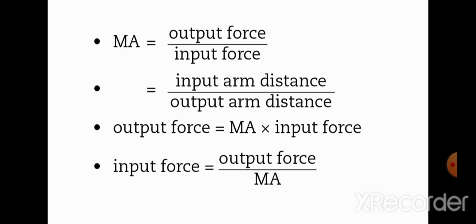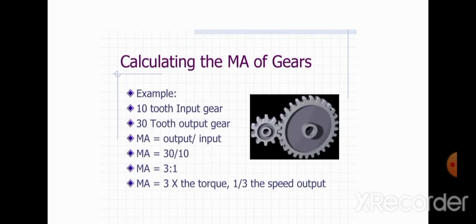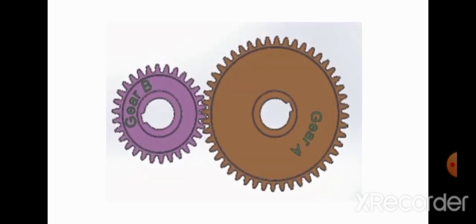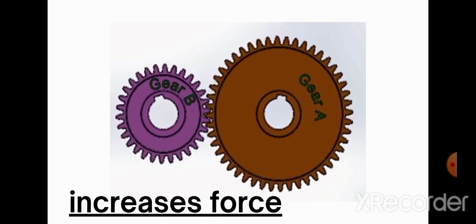And remember that the output is known as the driven gear, while the input is the driving gear. And so it can easily be calculated by counting the number of teeth of each gear and dividing them. So, for example, as shown on the screen, the teeth of the driving gear is 60, while that of the driven gear is 40, and on dividing, it gives the mechanical advantage of 1.5.